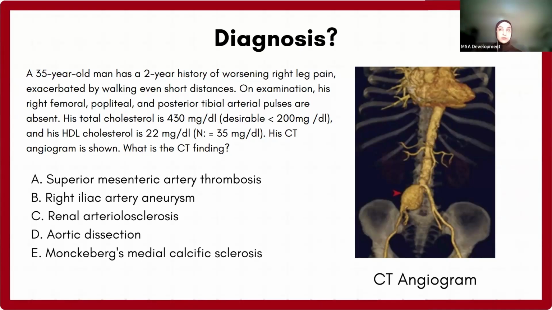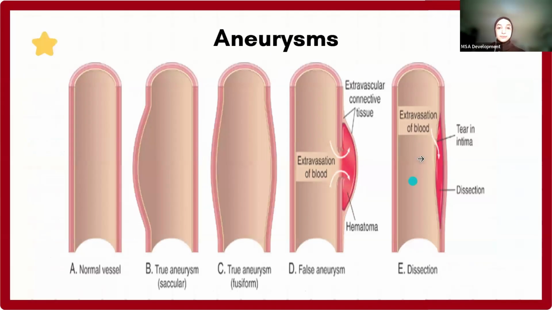As you guys might have guessed, it's going to be the right iliac artery. Okay, there is a right iliac artery aneurysm. And as I said, an aneurysm is an abnormal arterial or vessel dilatation. Okay, now in order to further classify aneurysms, we're going to have to look at its types.